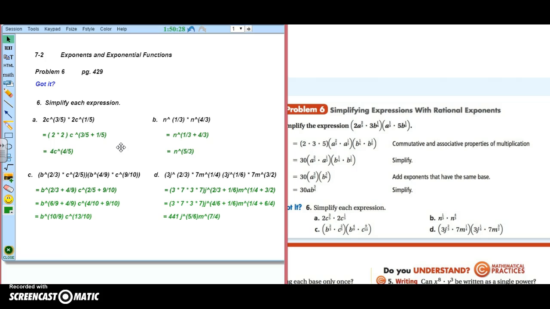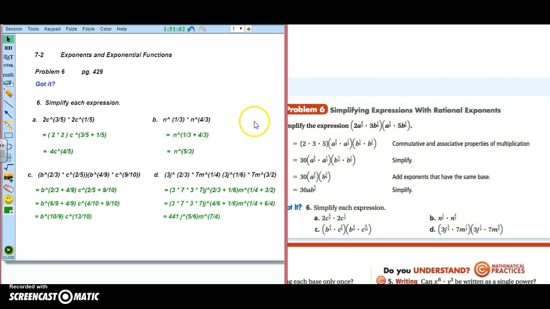We group our coefficients together, so we're going to take the 2 and the 2 and group them together. And then we're going to group our like variables together. So since they're both c's, when we multiply two of the same base, we add the exponents. So we're going to add the 3/5 and the 1/5. So 2 times 2 is 4. C to the 3/5 plus 1/5 would be 4/5, and that's as much as you can simplify it, so you would just leave it that way.